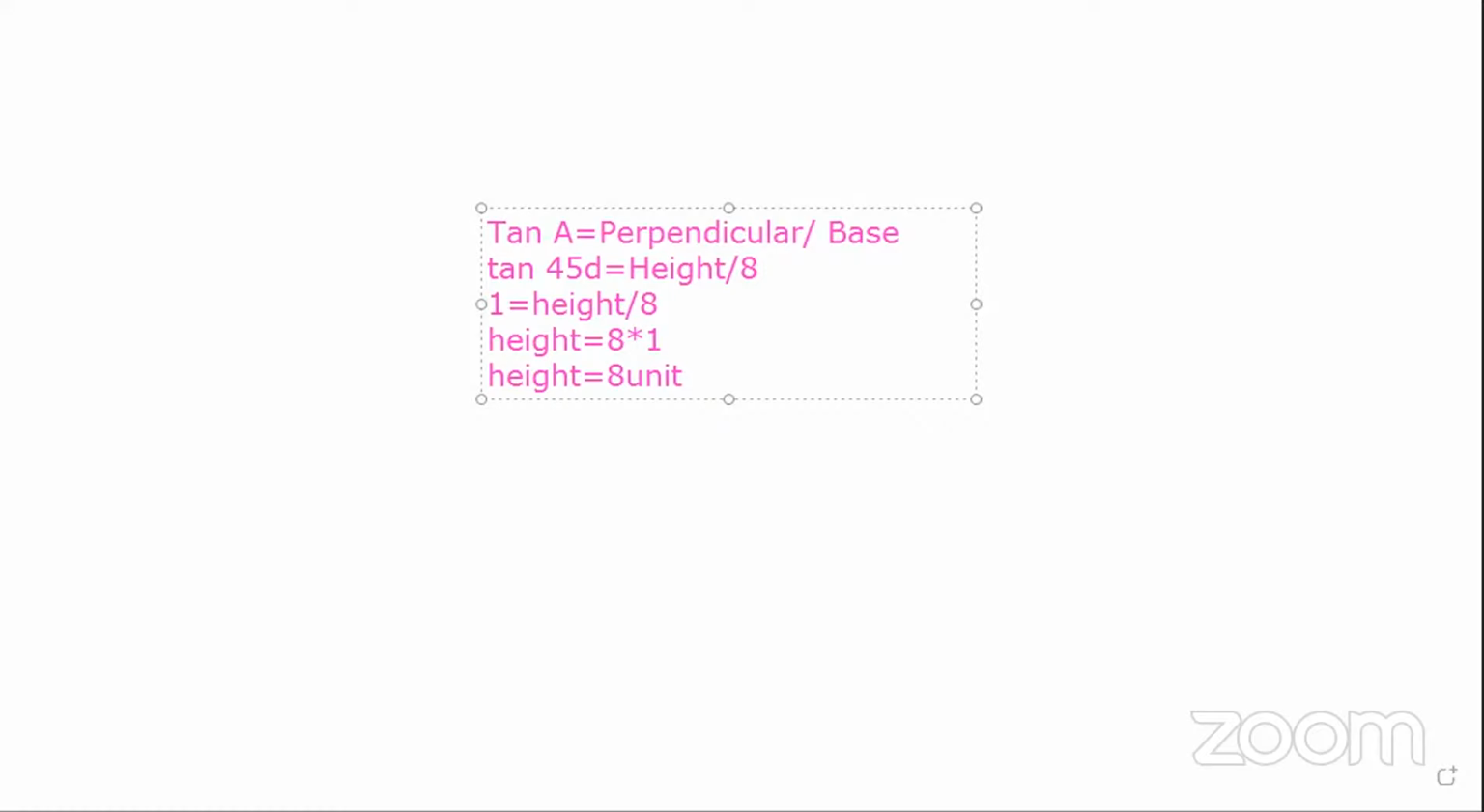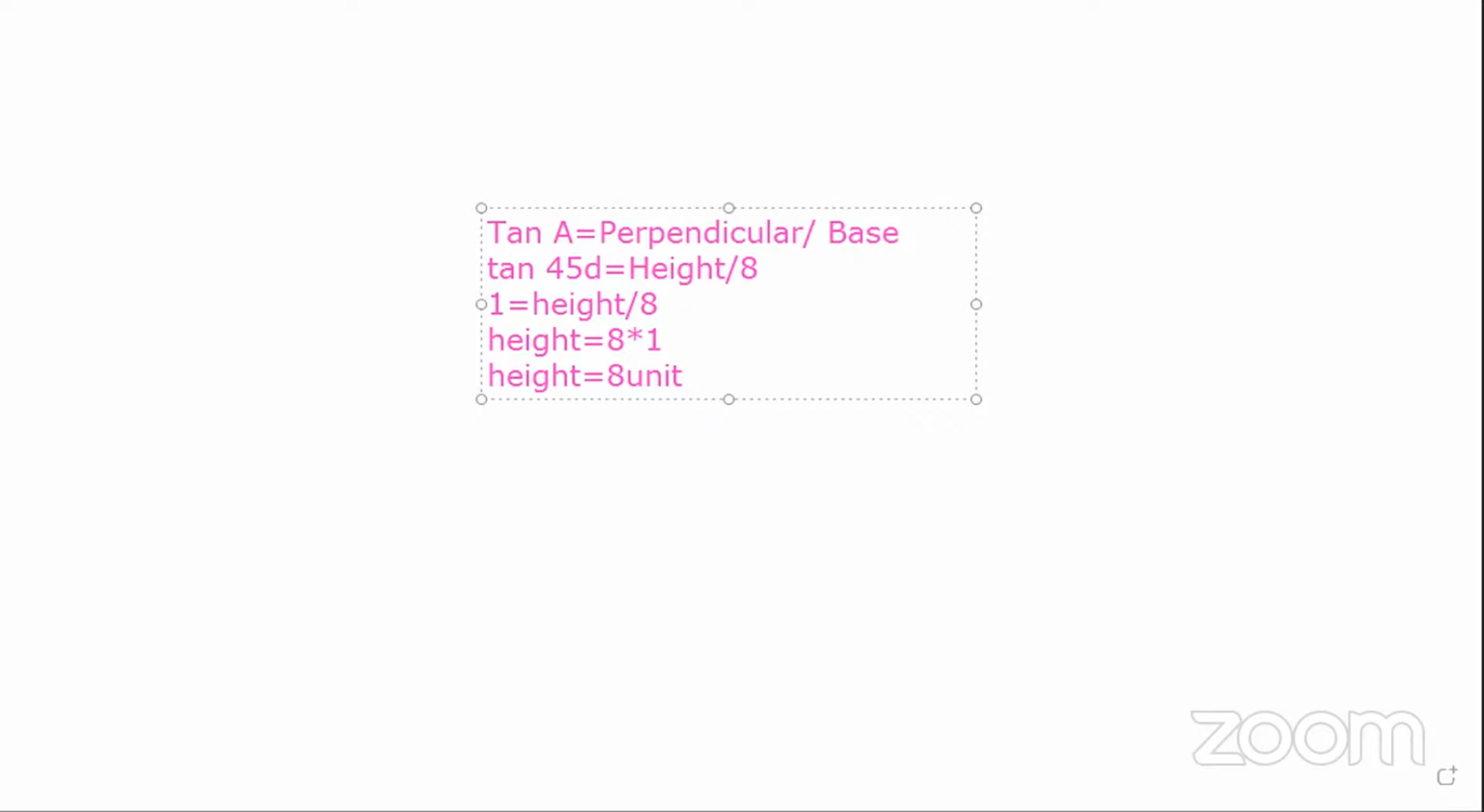We know that the total QO is 27 feet. So how much is OP? Tan 30 degrees is 1 by root 3, so H by 27 we can write. So the height is 3 feet, then X is also 3 feet.